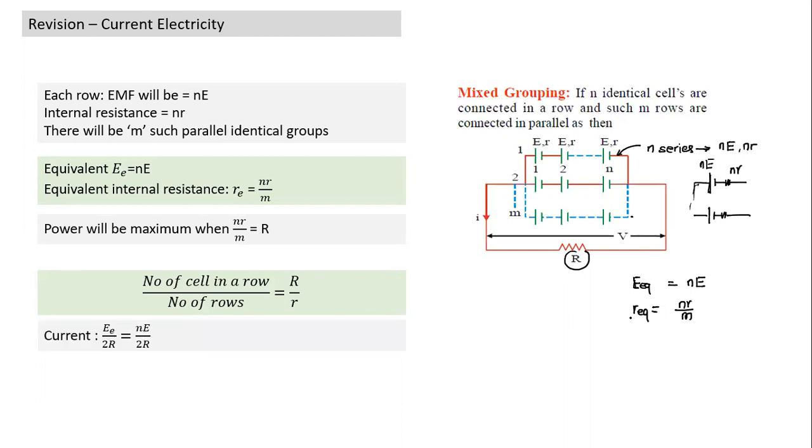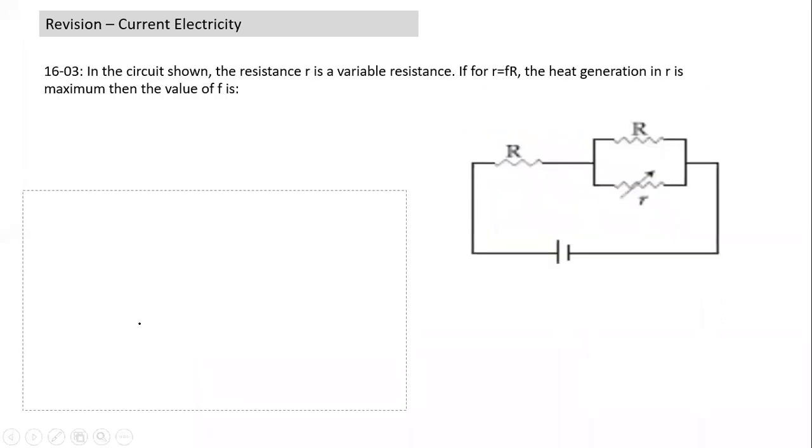Once we have this, what would be the current flowing here? Since the internal resistance and external resistance are equal, the current will be equal to E equivalent by 2R, or equal to nE by 2R. Equivalent EMF is n into E.